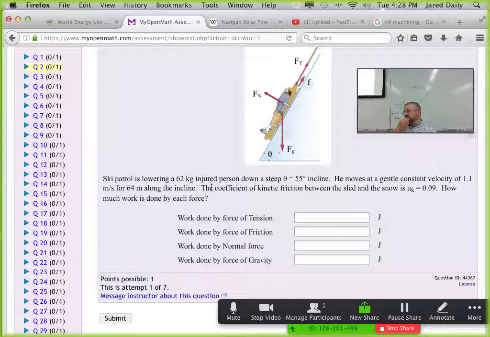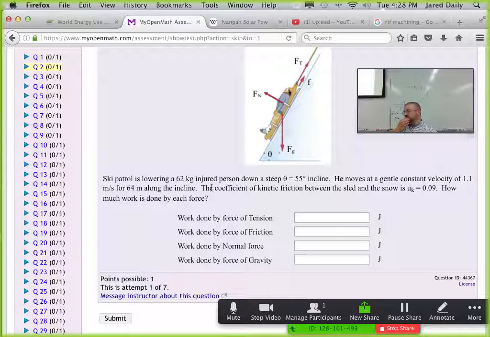You have to subtract that tension from something. On problem number two, they're not asking you to solve for anything. They're just asking you to work on... They just want to know what the work is being done.